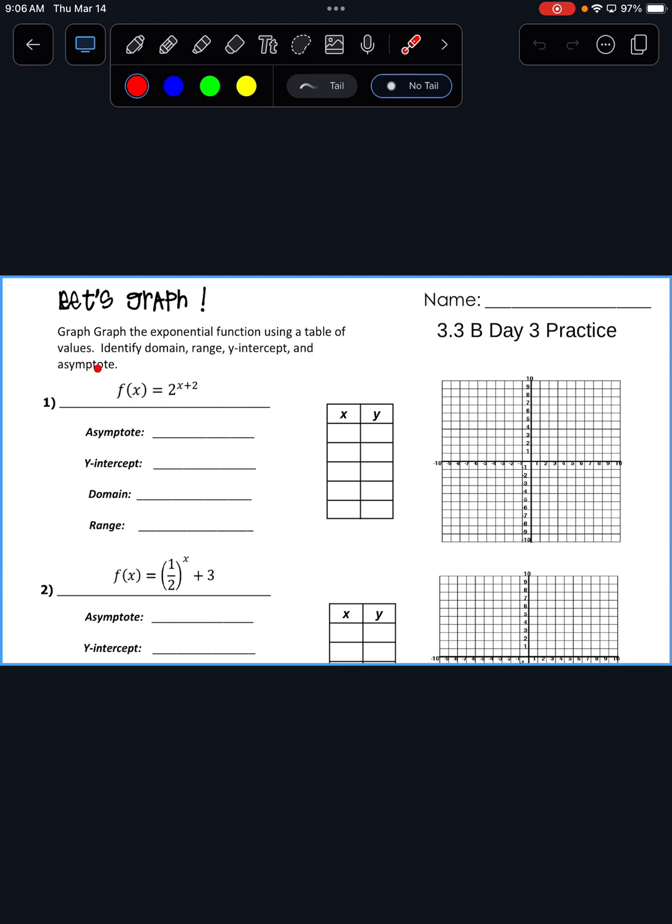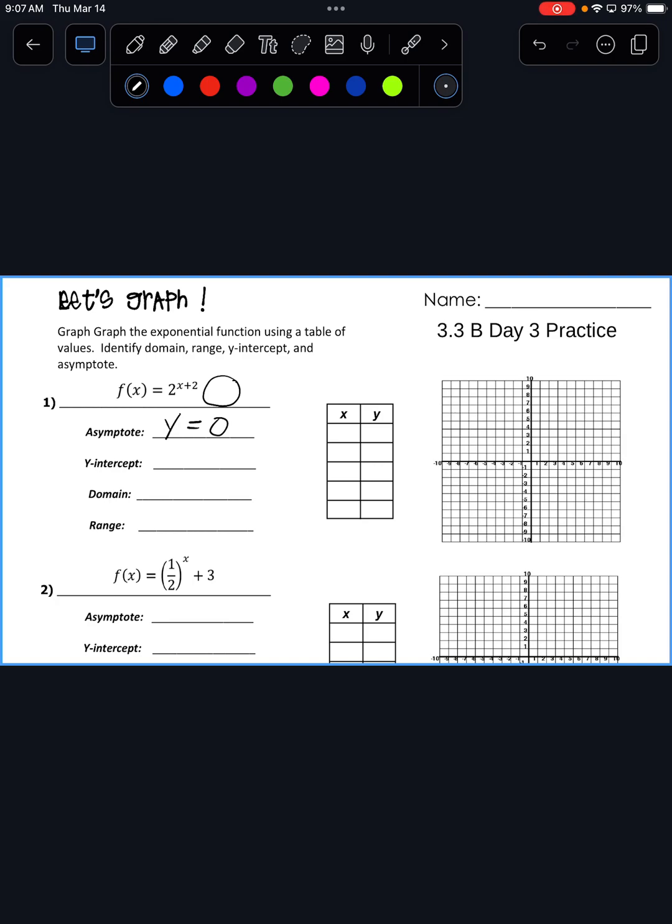So the first thing I need to identify is my asymptote, which is going to be my k. And if I did have a k value listed, it would be right here in this spot. But it's not. So when you don't see a k listed, you're going to use the value of 0, and you're going to write it as y equals 0. It is a horizontal line that is going to essentially be what the function is trying to reach, but doesn't quite get to.